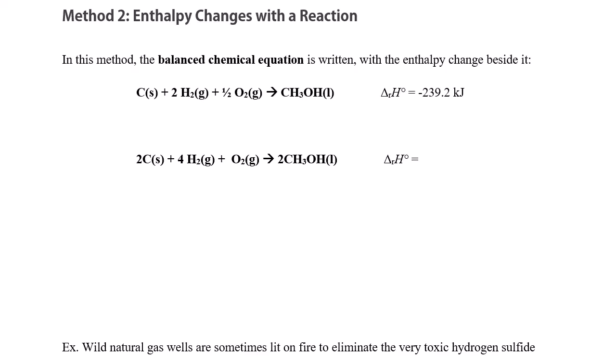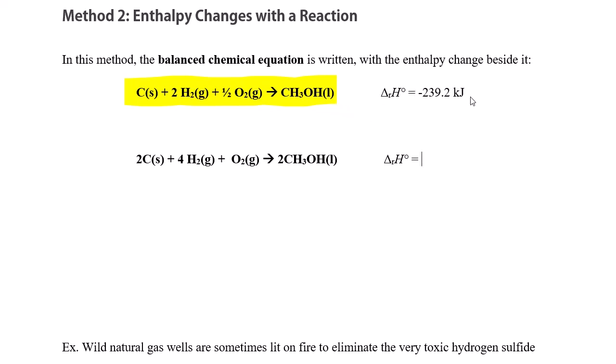Method 2, enthalpy changes with a reaction. In this method, we're going to have a balanced chemical equation, and then the enthalpy change is going to be written next to it. Let's notice a couple things. So first of all, I'm starting with my same reaction that I had before. So I'm forming methanol. Here's my enthalpy, negative 239.2 kilojoules. So this is the enthalpy for this reaction as written. I can just put an R because the R is telling me I have some reaction that's specified, and the reaction is specified by the equation over here.